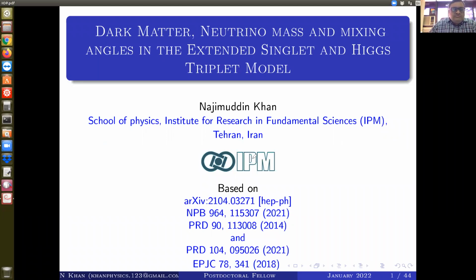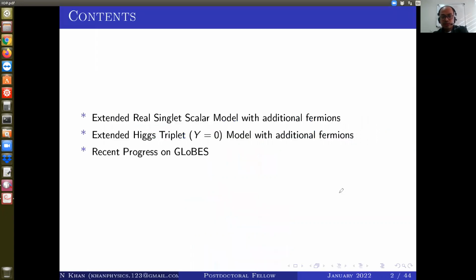Thank you for giving me this chance. I will talk about dark matter and neutrino mass in the extended singlet scalar and Higgs triplet model. This talk is based on these two papers; these two are the triplet and this is the singlet extension of the model.